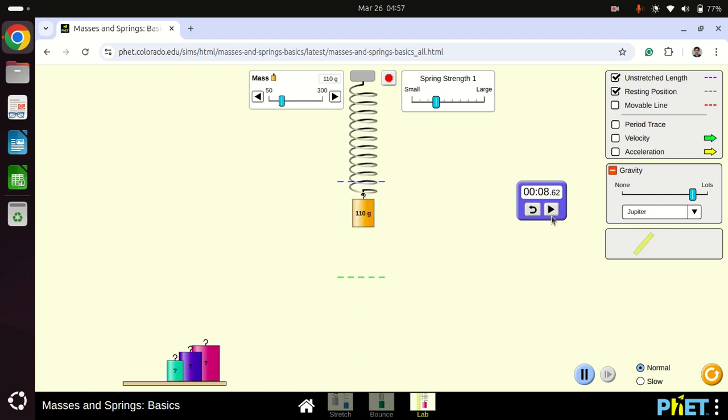So you can see for the same number of oscillations we are getting another time period. So you can see how it is related to gravity, because T is inversely proportional to the square root of g. As g is increasing, T will decrease. So this is the first simulation.